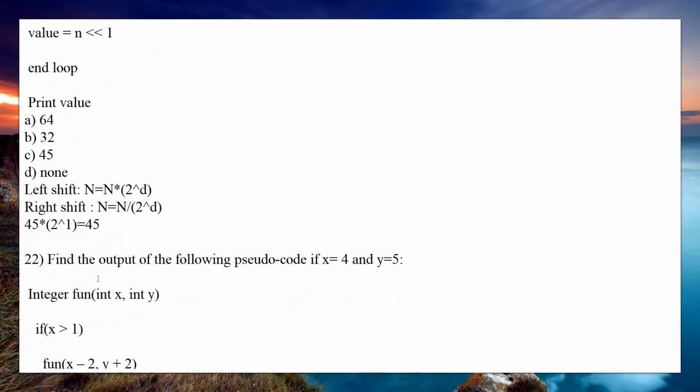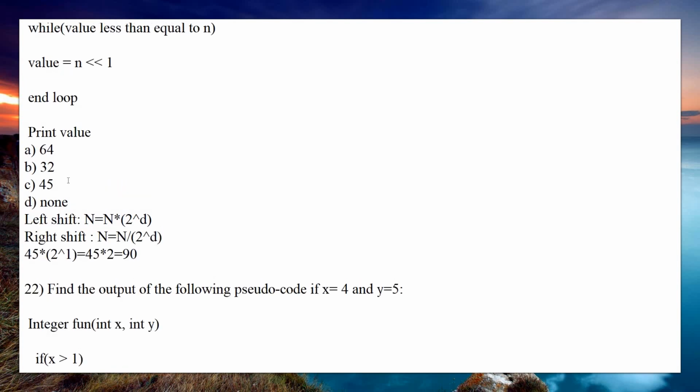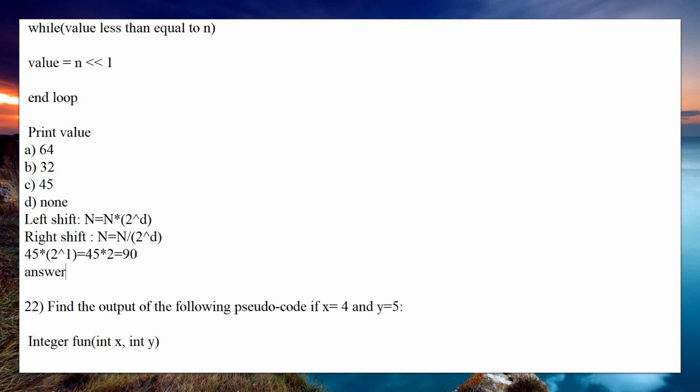So 45 into 2 raised to 1. So 2 raised to 1 is nothing but 2. So 45 into 2 you are going to do, which will be 90. Here there is no 90 in the option, so you can say the answer for this question is option D. That is, 90 is the correct answer for this question.